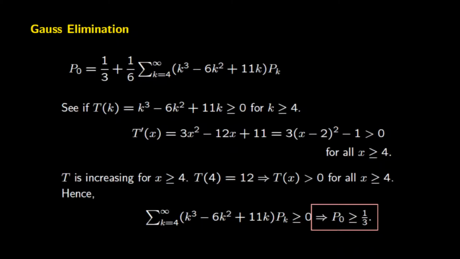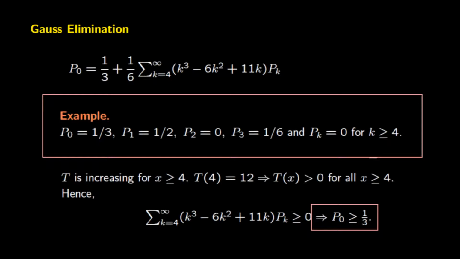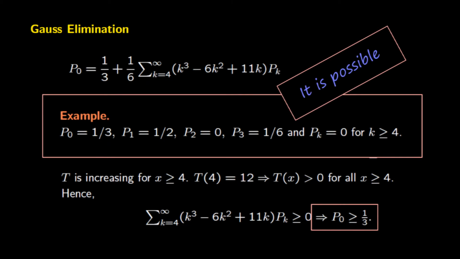The question is, can p0 be actually 1/3? Presenting an example will be sufficient for this question. When p0 is 1/3, p1 is 1/2, p2 is 0, p3 is 1/6, and all other pk are 0, all 4 linear conditions are satisfied. So it is possible. This concludes the proof of the claim that 1/3 is the smallest probability p0 can be.